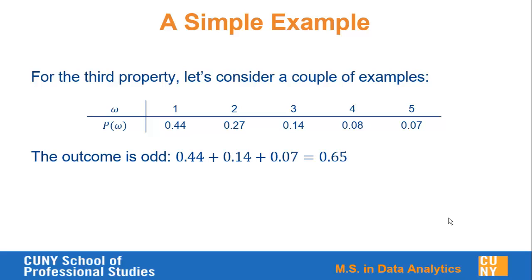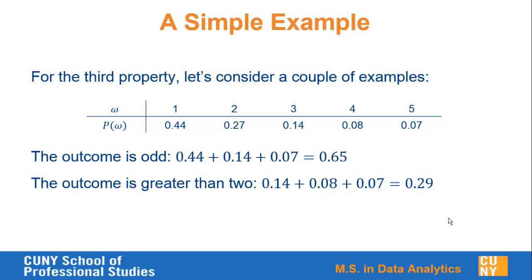The third property, this is more to illustrate the property than to verify it, but if we say our outcome will be odd, that's an event, and if we add up the probabilities of 1, 3, and 5, we get the probability of an odd occurring to be 0.44 plus 0.14 plus 0.07, which equals 0.65. Another event might be the outcome is greater than 2, in which case we would add the 3 probabilities for the outcomes greater than 2 to get 0.29.